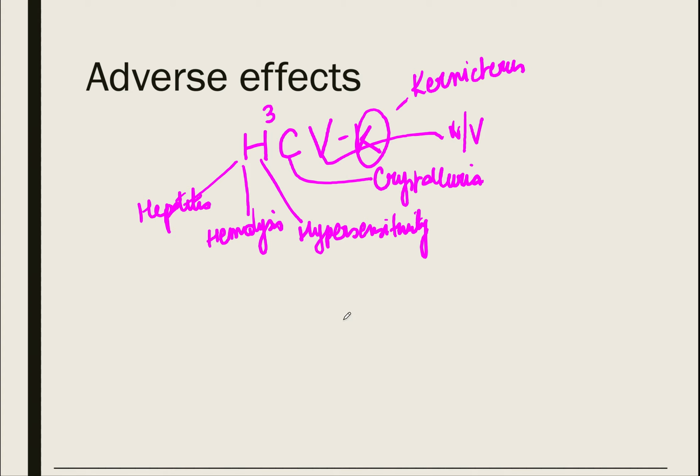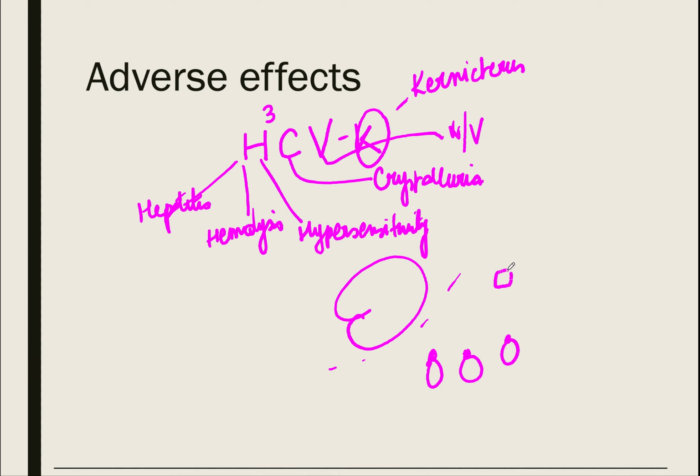Now for kernicterus, let's say this is the brain of the newborn here. We usually have a blood-brain barrier and nothing can cross into the brain, but in the newborn this is deficient. Now we have plasma proteins here, and sulfonamides; bilirubin is attached to these plasma proteins.